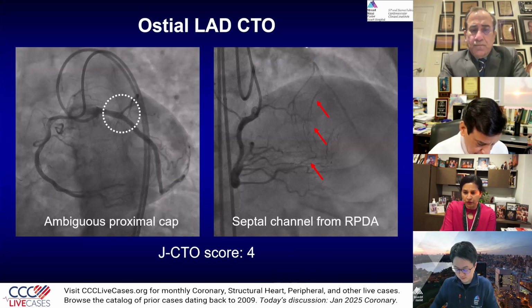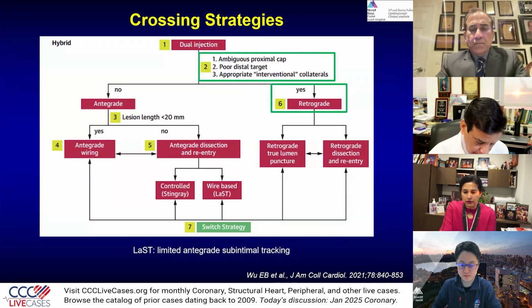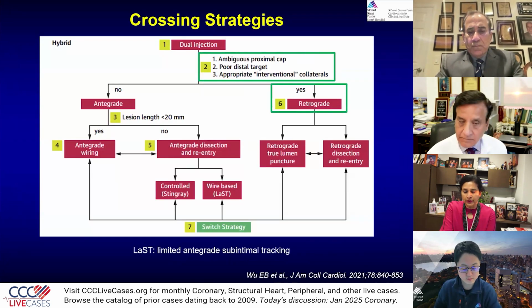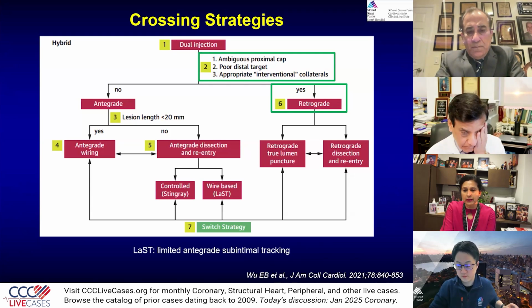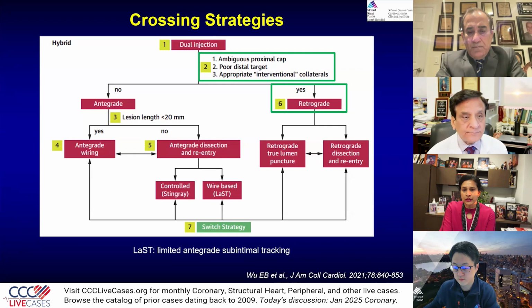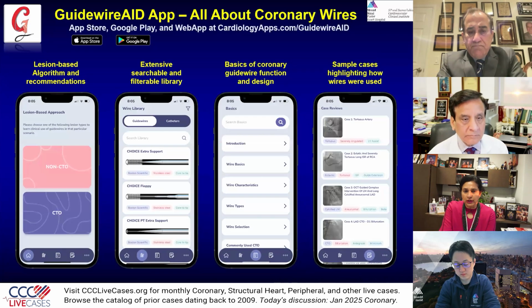So the plan was to go retrograde right from the beginning. This is where we had a publication that came out way back in 2021, that if we have an ambiguous proximal cap and there is good interventional collateral, which is true in this case, try to go retrograde directly from the beginning. And that is what the plan was.